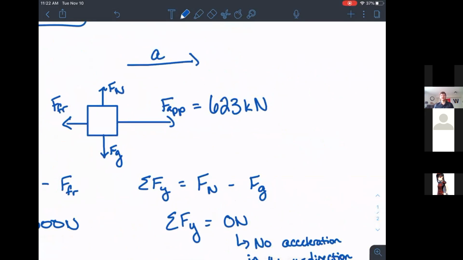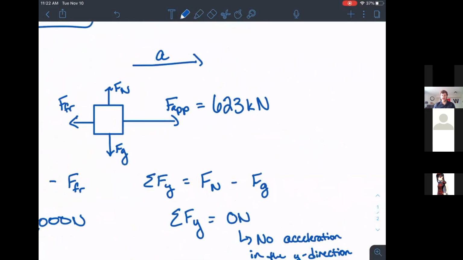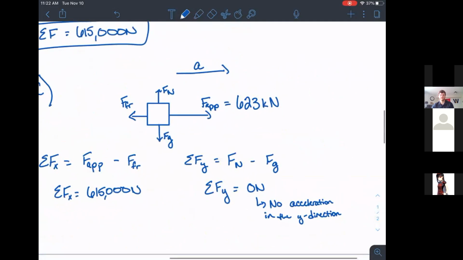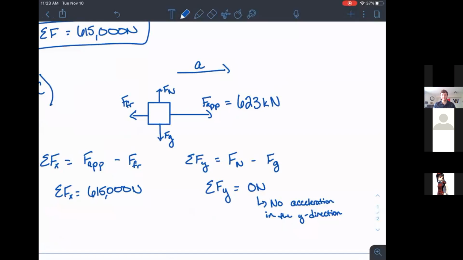It says calculate our magnitude of friction, so our frictional force. How are we going to do that? We have to convert kilonewtons to newtons first. We do need to convert kilonewtons to newtons. So how are we going to do that? Times 1,000. Multiply it by 1,000, so 623,000 newtons.